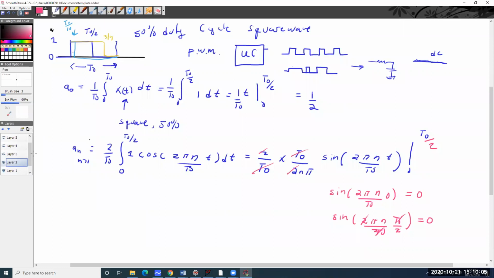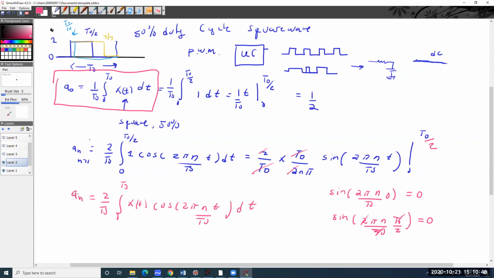Professor? Yes, sir. This integration form, this is just all by definition, right? That is the definition of A naught, right? A n, yeah, it is the definition. I just did take a shortcut where A n, you know, the definition, right, that's the definition of A n. That's just what it is. Okay.